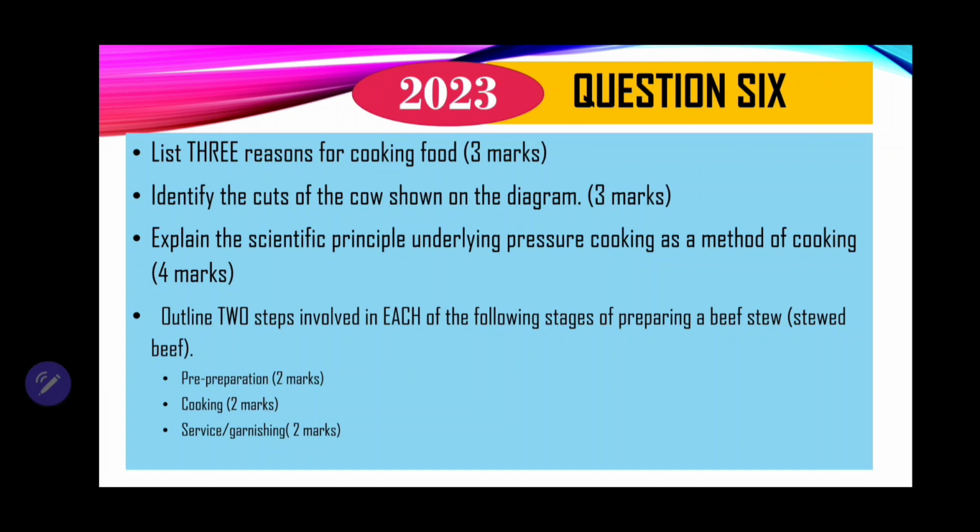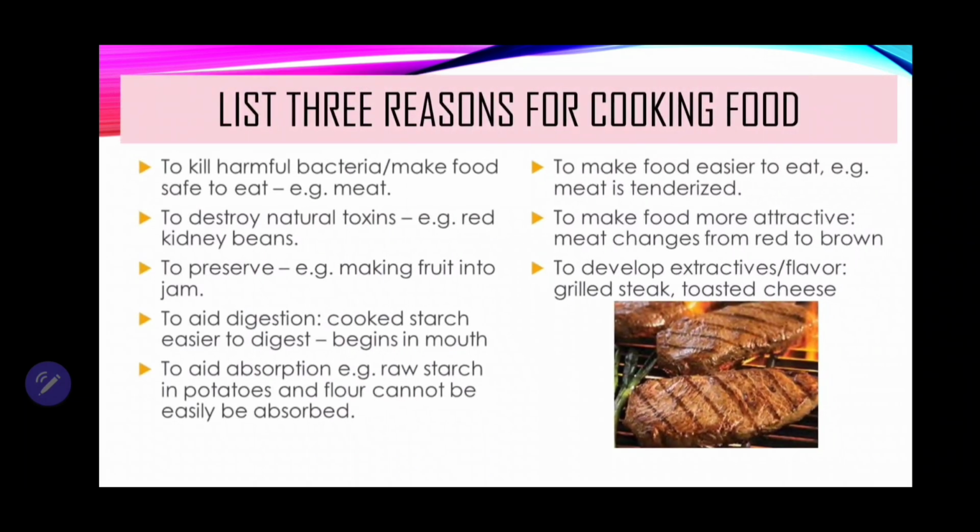Now, let us look at some ideal responses. So the first part of the question states, list 3 reasons for cooking food. Some of the reasons that could be included are to kill harmful bacteria to make food safe to eat, such as in meat, to destroy natural toxins, example, those that are found in red kidney beans, to preserve food, for example, when we're making jams and jellies, to aid digestion, right?